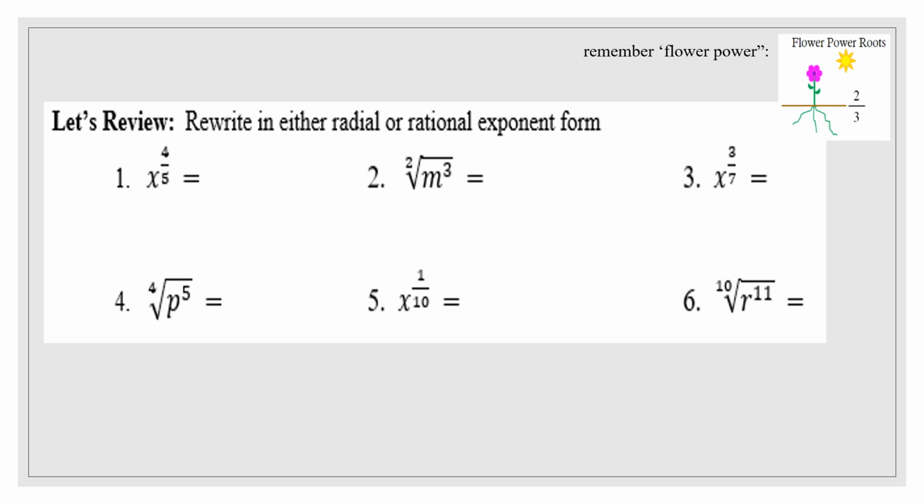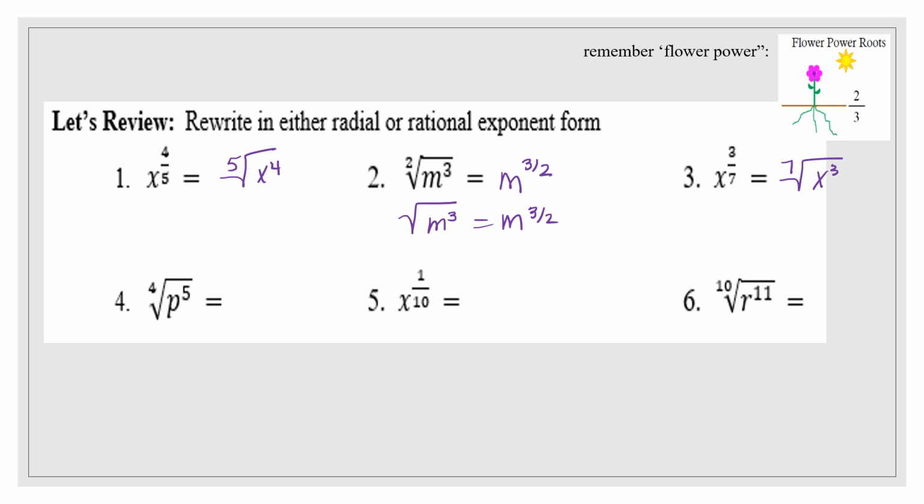So example 1, x to the 4/5 would be the fifth root of x to the 4th. Number 2, the square root of m cubed would be m to the 3/2. Remember, the square root doesn't have to show you that index, it's understood, but it would still be m to the 3/2. X to the 3/7 would be the seventh root of x cubed.